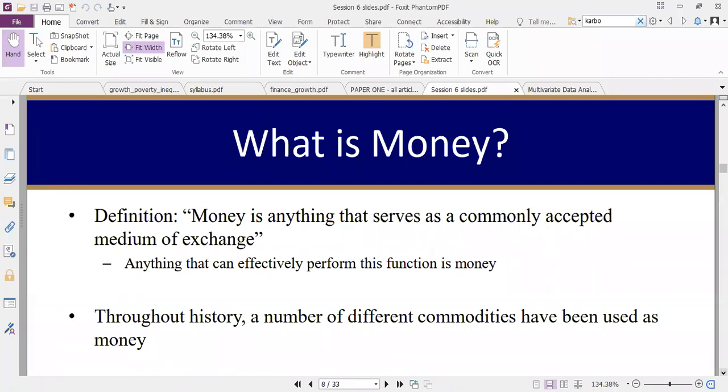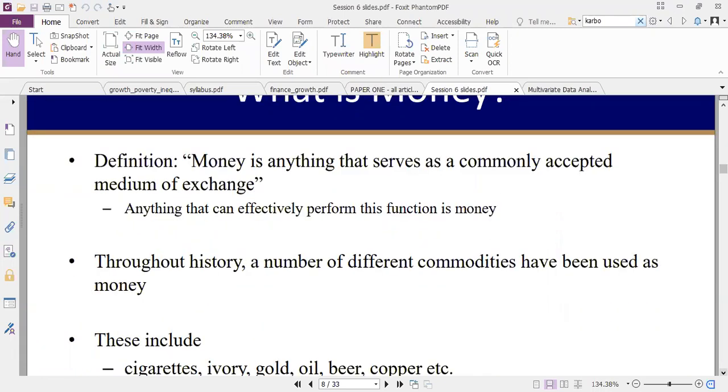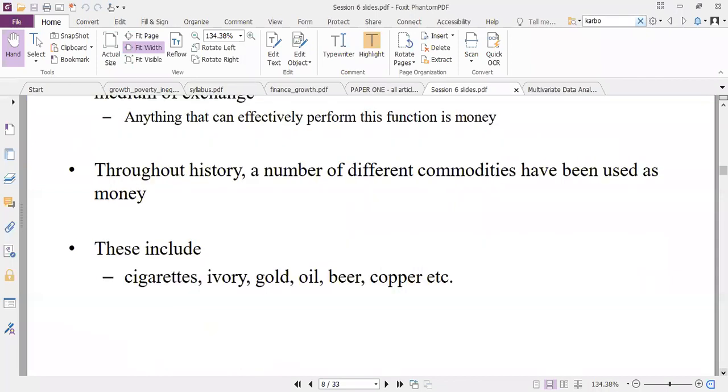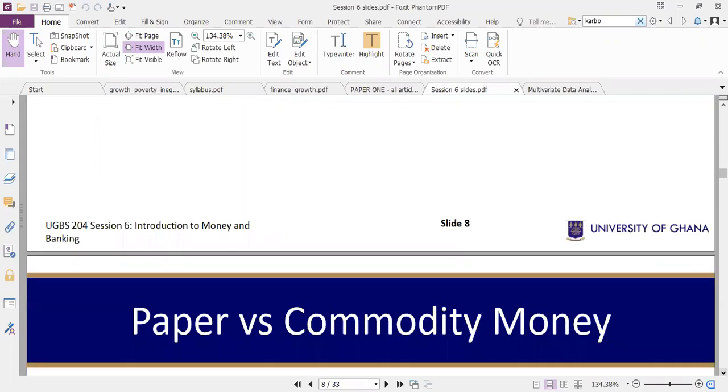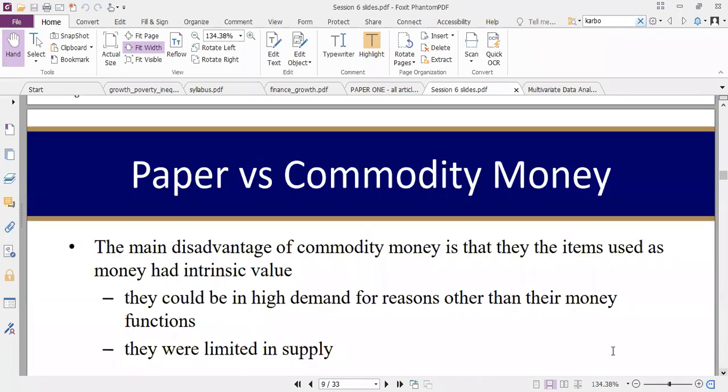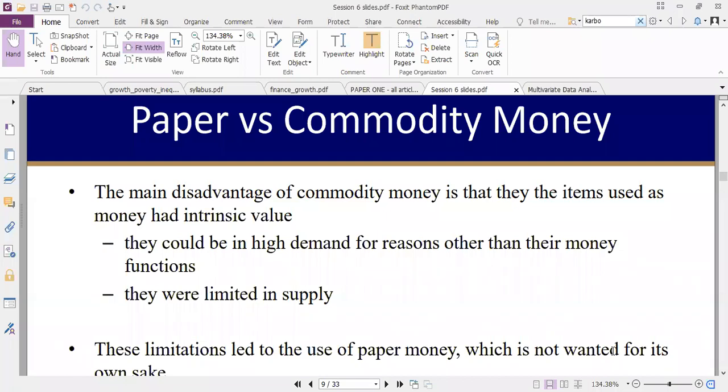Now, as a form of evolution, money has really evolved. So now we don't really need cigarettes to exchange for something, or we don't need ivory to exchange for something. Now we have a very simple one called paper money. And paper money is what you and I have currently on us.